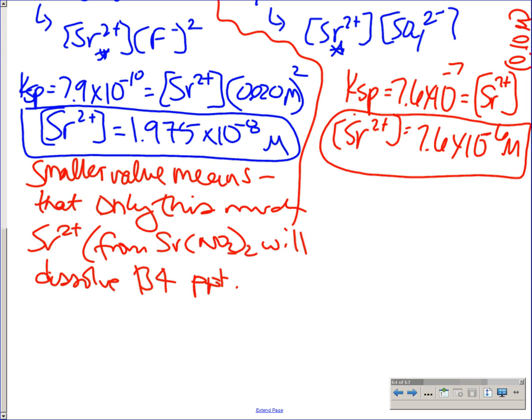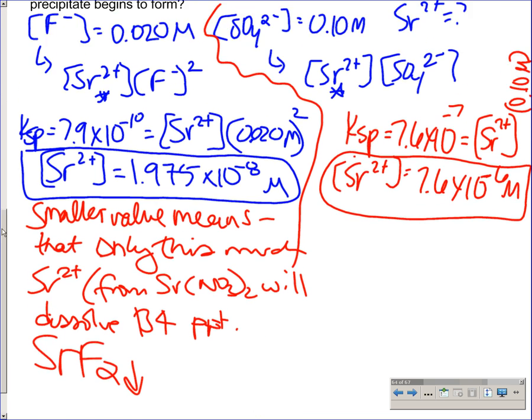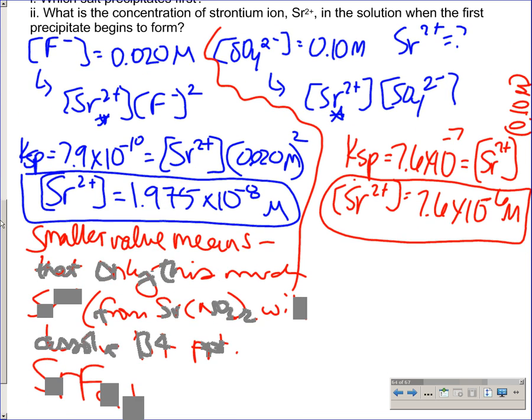We already have answered part A, so we know that strontium fluoride will precipitate first. The second part of this question was, what is the concentration of strontium ion in the solution when the first precipitate forms? We already found that. Right, done. Part B is right there. So we answered part A and part B at the same time.